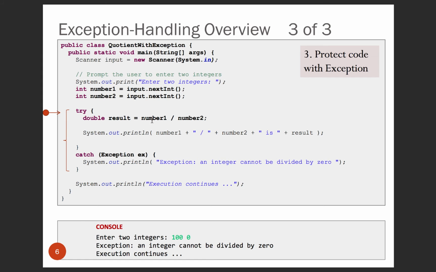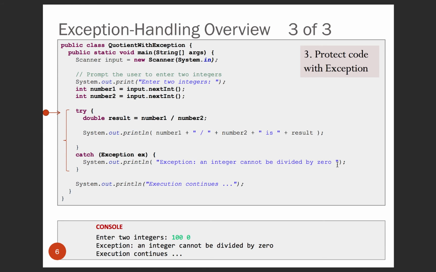Say for example, we are trying to divide number1 by number2, and we keep the result in the result variable, and then we print some information. The try block always keeps an eye on this arithmetic, and this printing statement also. If it finds that number2 is 0, it passes the information to the exception catch section, and then the catch section prints the message: integer cannot be divided by 0.